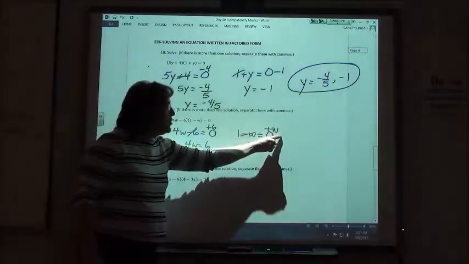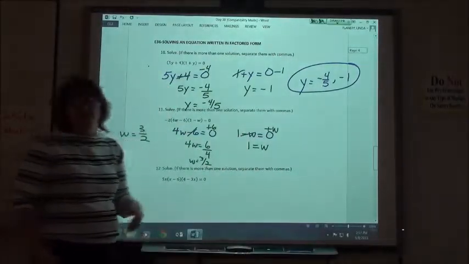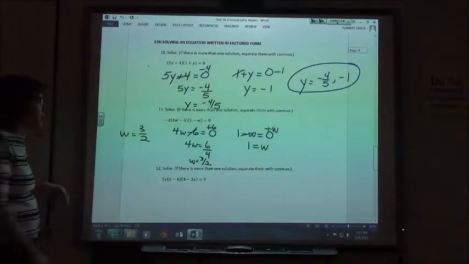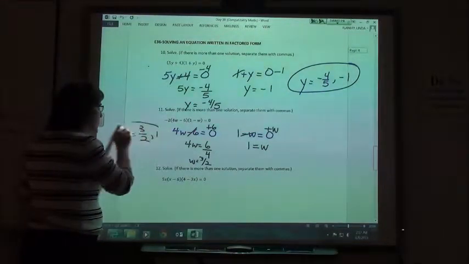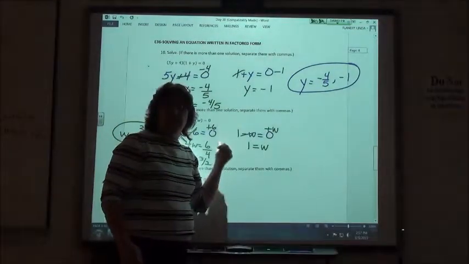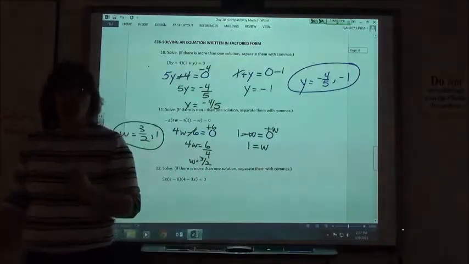Otherwise, if you minus 1 and divide by negative 1, a negative divided by a negative gives you a positive, and I get the same answer. But just a little shortcut there. If you have the minus w, move the w instead of moving the number. It's going to make your solving a little quicker.